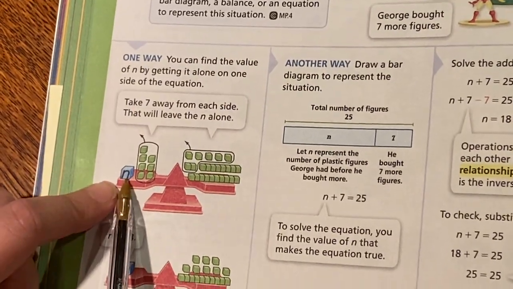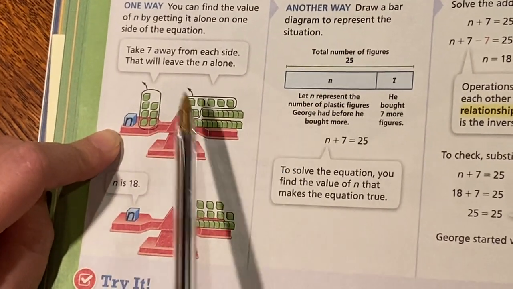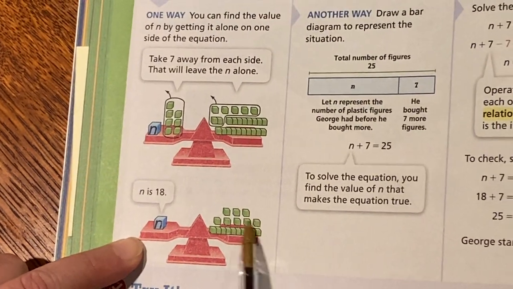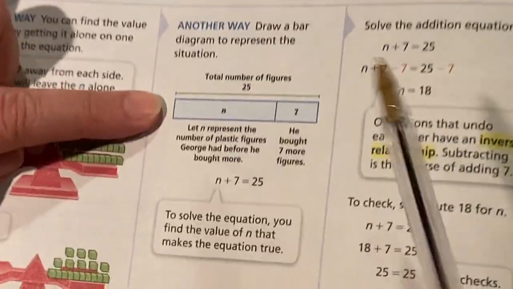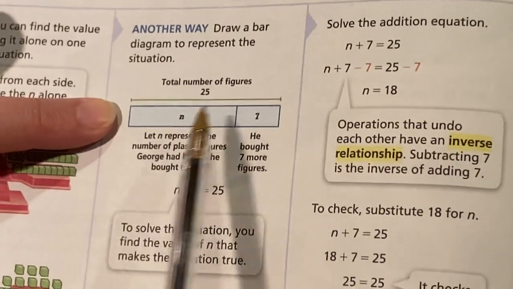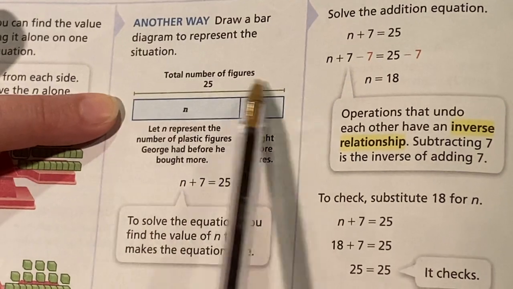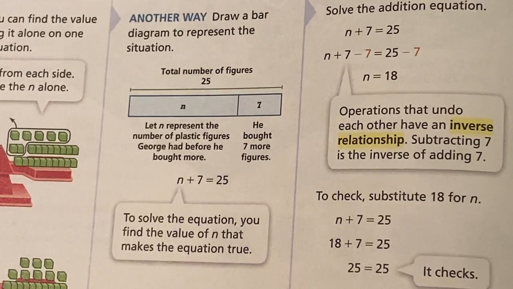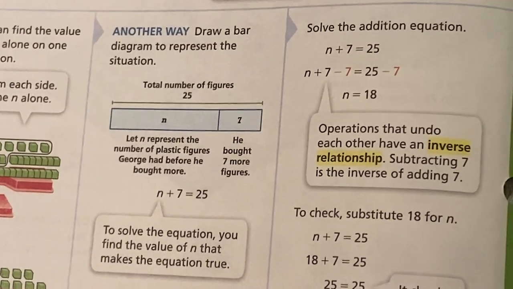So you've got this n block, and then 7 more. Take those away and take 7 away from that also, and you'll end up with your n block and 18 cubes on this side. The bar diagram too. N is the unknown amount. 7 is the amount we know, because he bought those, and 25 is the total. So n is this amount you have to figure out. And then you just end up using an equation again. Okay? All right, try it. You have to say it that way, right?